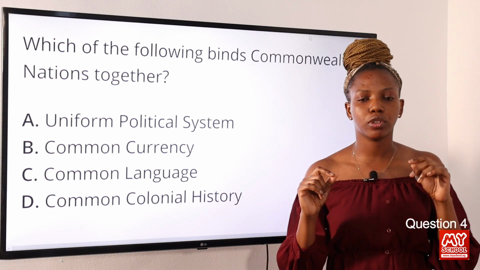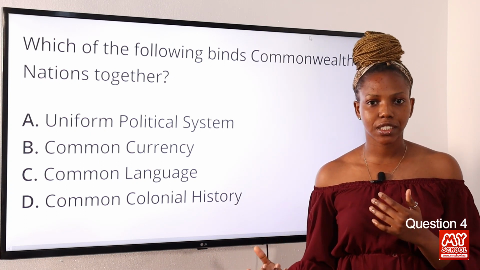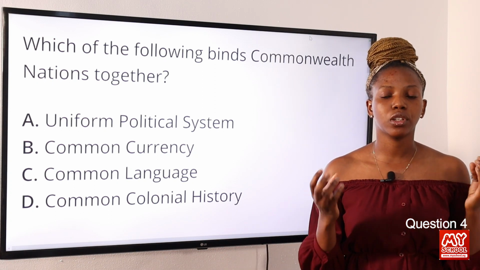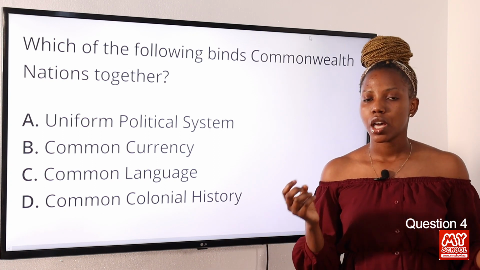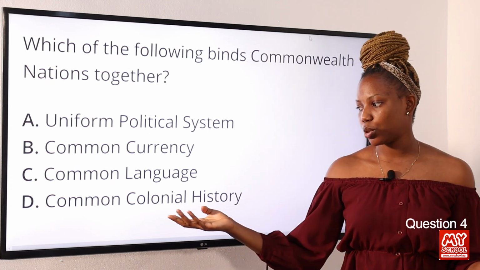Do not forget that the Commonwealth is an association of about 54 sovereign states. And one thing that's common among the states is the fact that they were once under the British colony, or they were once colonized by the British. So the answer is option D, common colonial history.